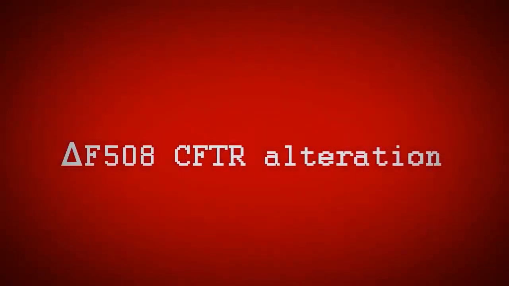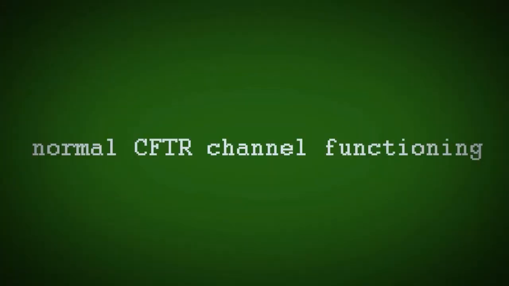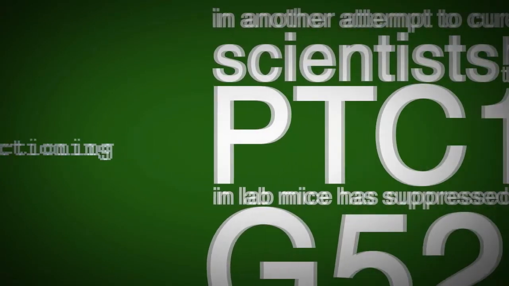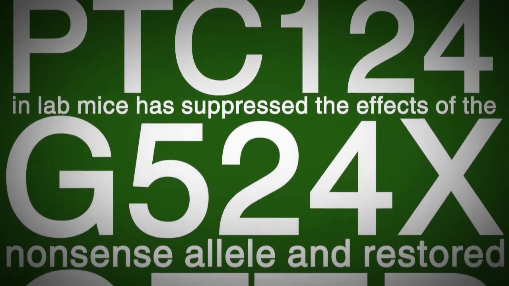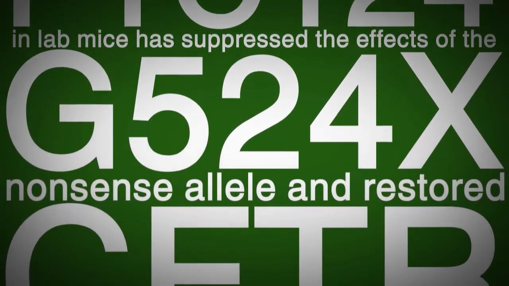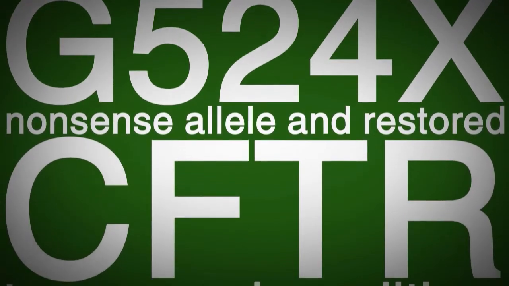Lab trials have shown that using organic solutes can alleviate the effects of the delta F508 CFTR alteration, promoting normal CFTR channel functioning. In another attempt to cure cystic fibrosis, scientists have found that injecting the compound PTC124 in lab mice has suppressed the effects of the G542X nonsense allele and restored CFTR to a normal condition.